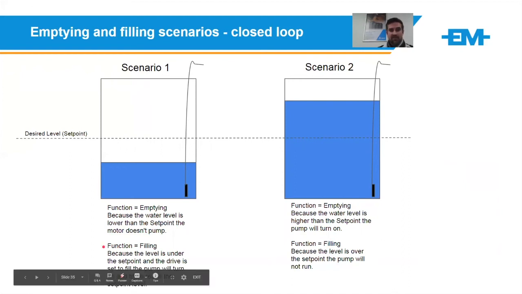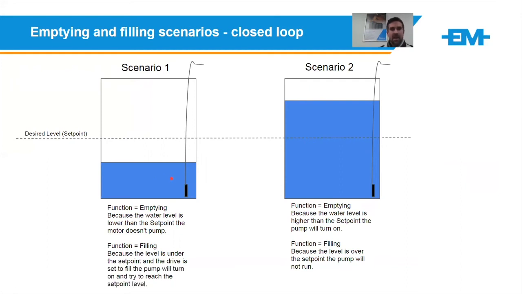If the function was set to filling, and this was the scenario, the drive would obviously turn on and fill up until the pressure transmitter would measure that level. And vice versa, if the scenario was reversed, then the emptying function would take effect over here, and the filling function obviously wouldn't run the pump.